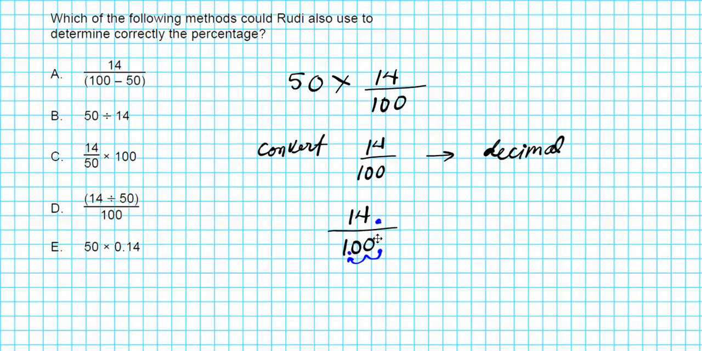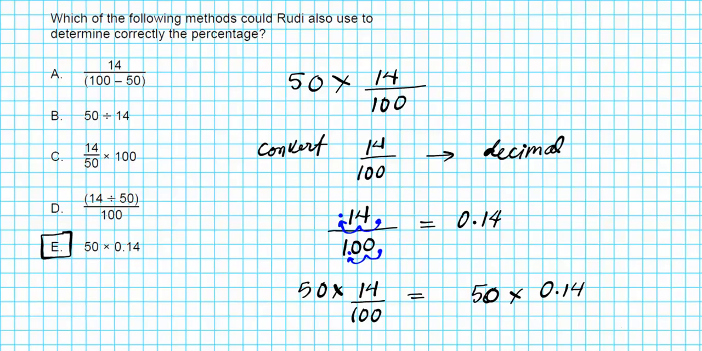Bam. Since you move the decimal point to the left twice in the denominator to achieve 1, you have to move it an equivalent number of times in the numerator, 1 and then 2. Bam. Okay, so your answer is going to be 0.14. Okay, so 50 times 14 over 100 can also be written as 50 times the decimal form of 14 over 100, which is 0.14. Okay? Answer is option letter E.